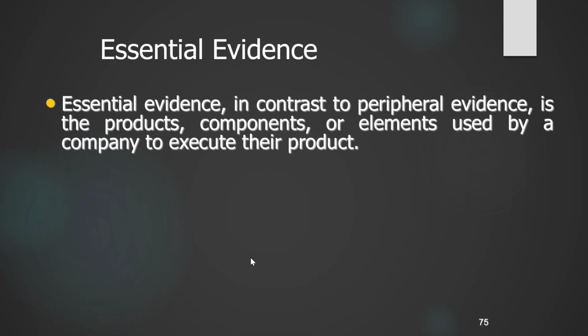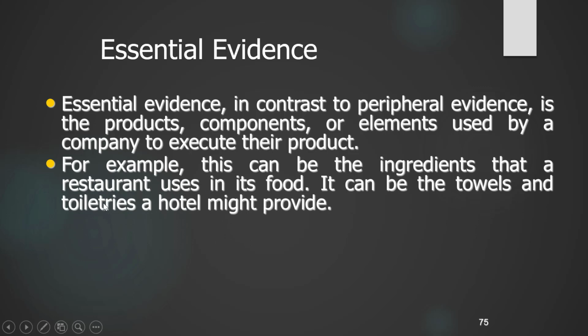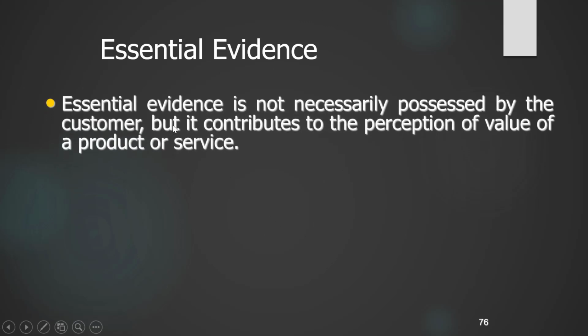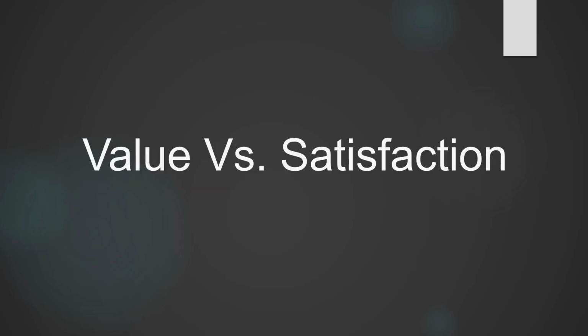Next is the essential evidence. Essential evidence, in contrast to peripheral evidence, is a product, component or element used by a company to execute their products. For example, this can be the ingredients that a restaurant uses in its food, or the towels and toiletries a hotel might provide. It adds value to their services. Essential evidence is not necessarily possessed by the customer, but it contributes to the perception of value of a product or a service. It is a component that provides value by having attention to its details. So it adds value or provides attention towards the offering of the goods or services.